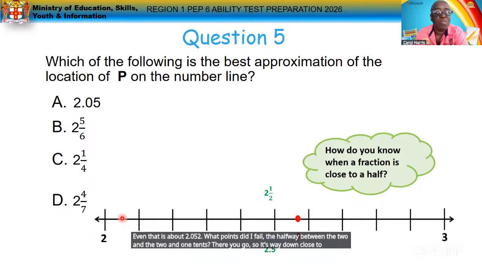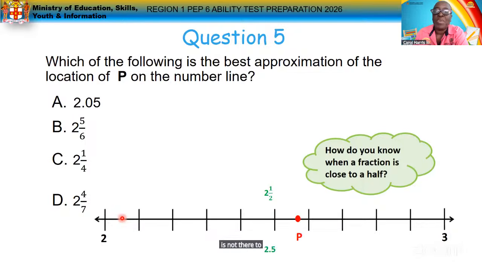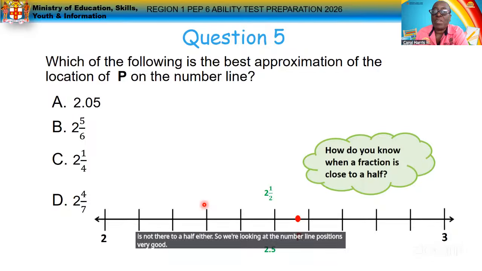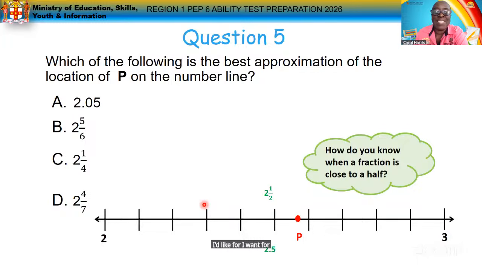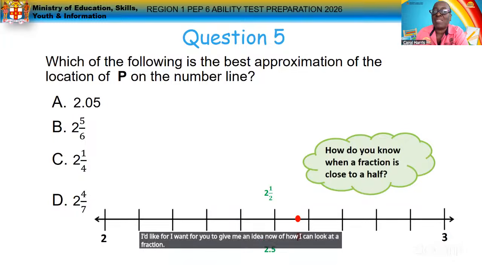That's good. Very good. 1 1/4 is not near to 1/2 either. So we're looking at the number line positions. Very good. I want you to give me an idea now of how I can look at a fraction and know that it is close to 1/2.